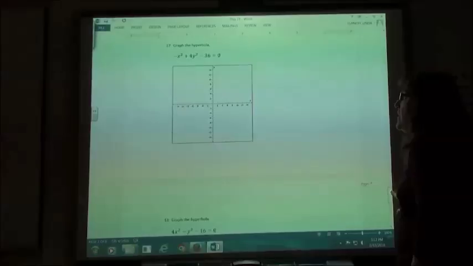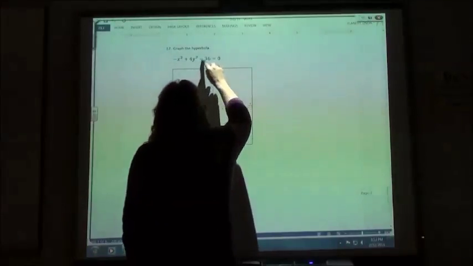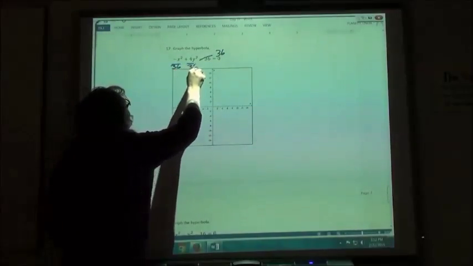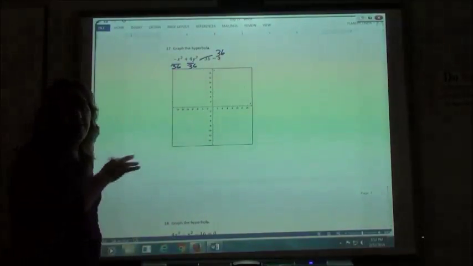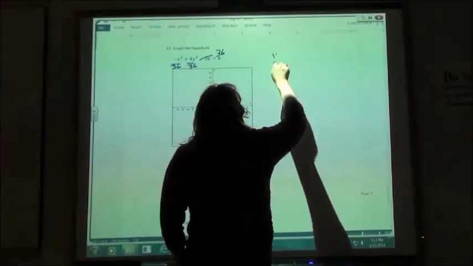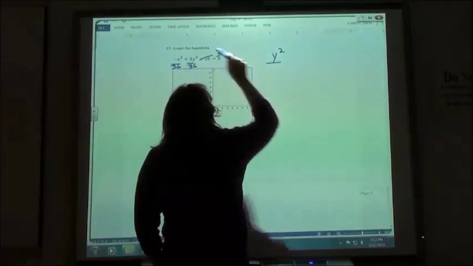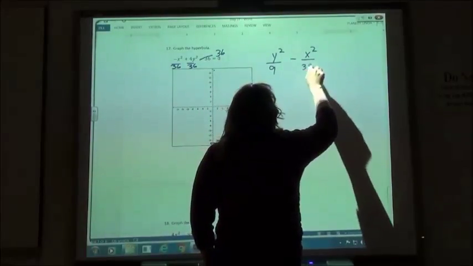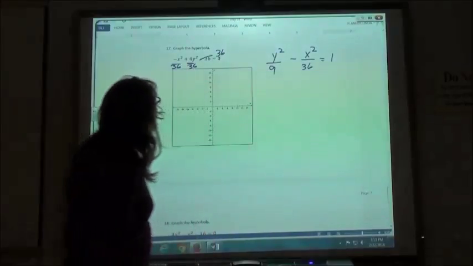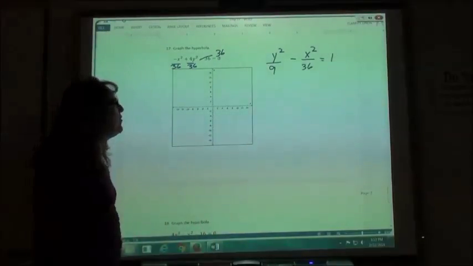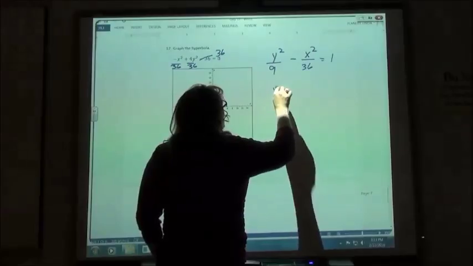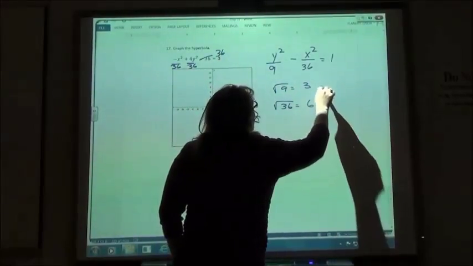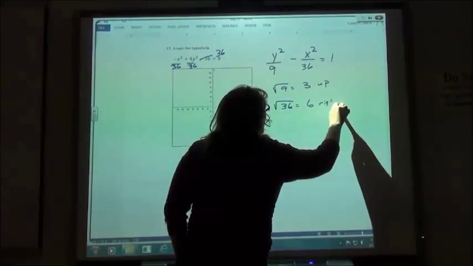So on number 17, same kind of thing. I'm going to move my 36 to the other side. I'm going to divide by 36. And again, my y squared is positive, so I'm going to switch my order. So y squared over 36 divided by 4 would be 9, minus x squared over 36 equals 1, right? 1 divided by 36 is still 36. So, square root of 9 is 3. The square root of 36 is 6. We're going to go up and down first.